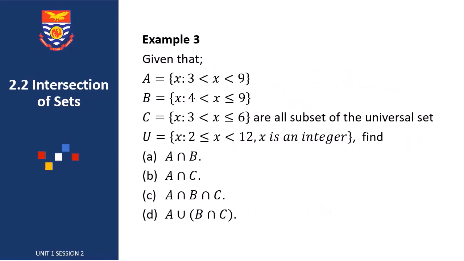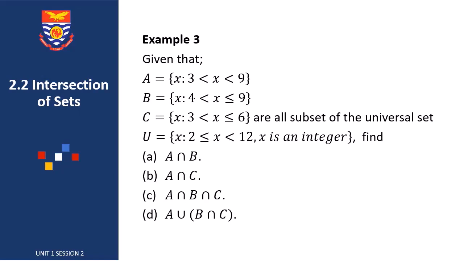We will continue to look at more examples. So let's consider example 3. Given that set A is {X such that X is greater than 3 but less than 9}. Set B is {X such that X is greater than 4 but less than or equal to 9}. Set C is {X such that X is greater than 3 but less than or equal to 6}.